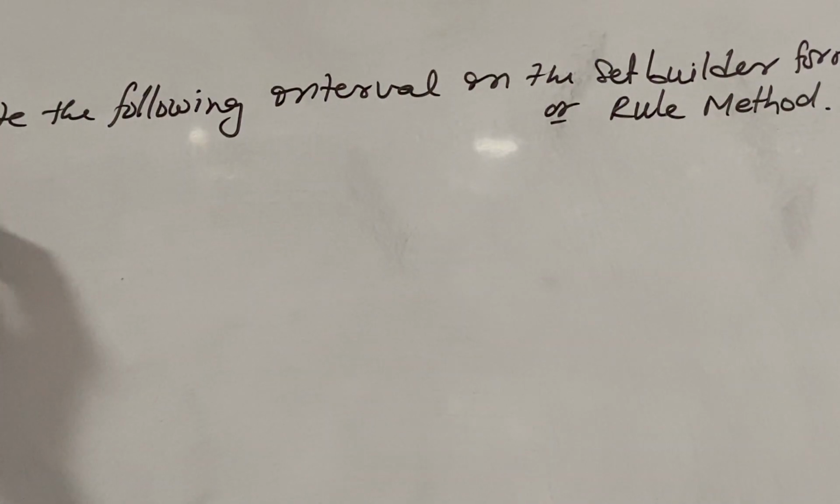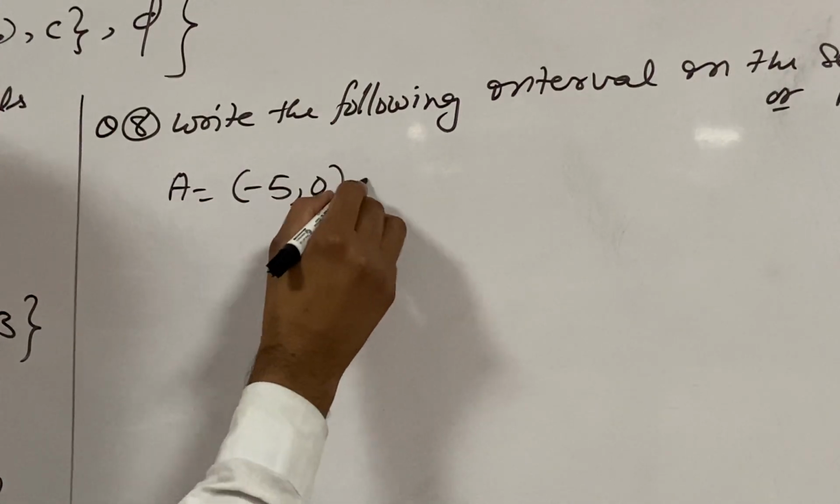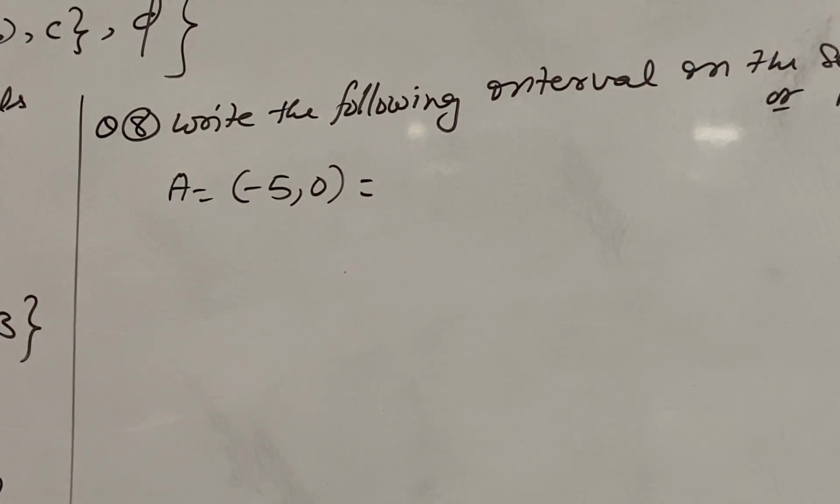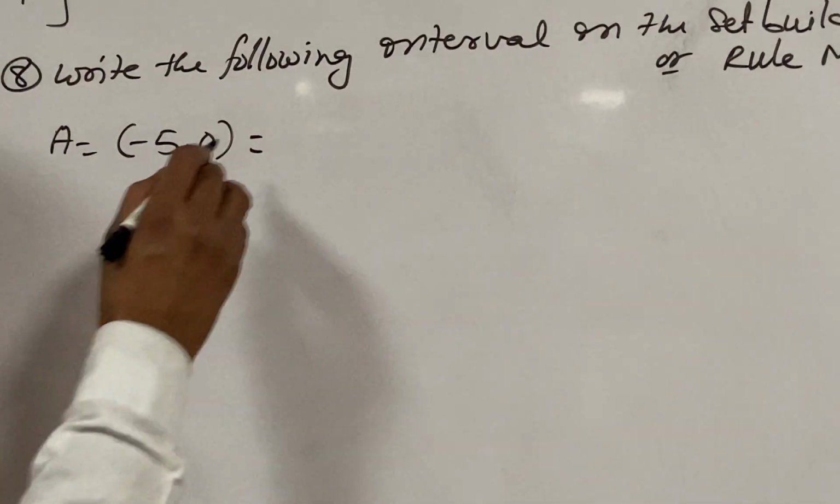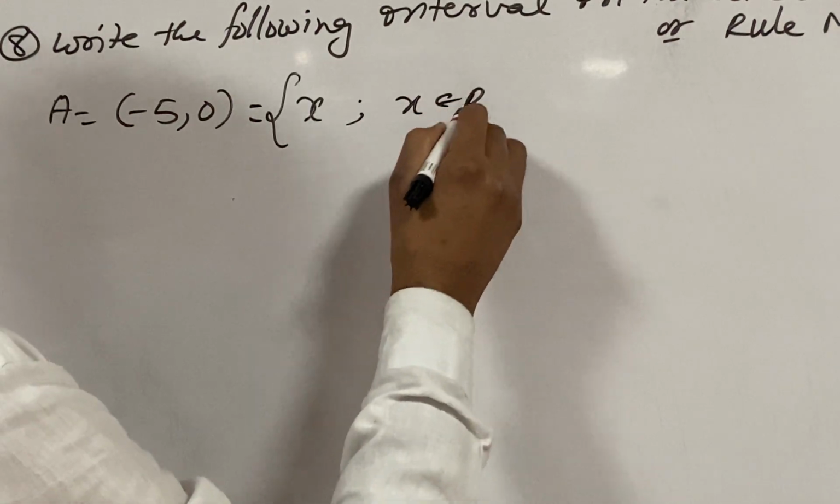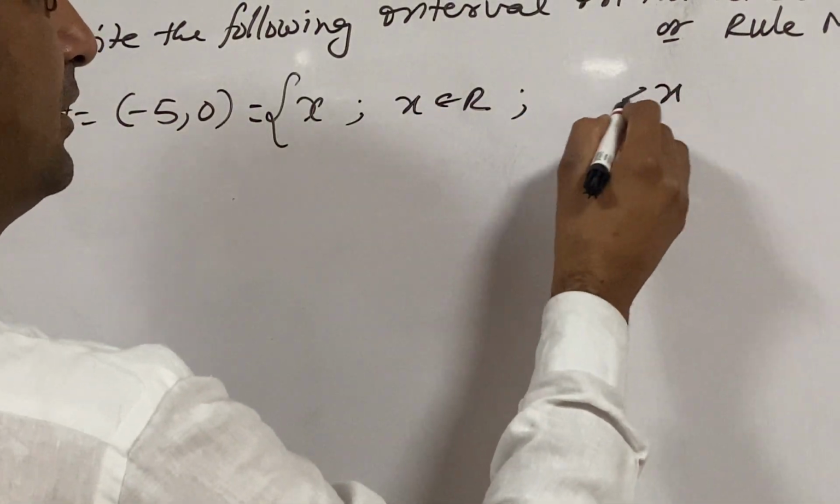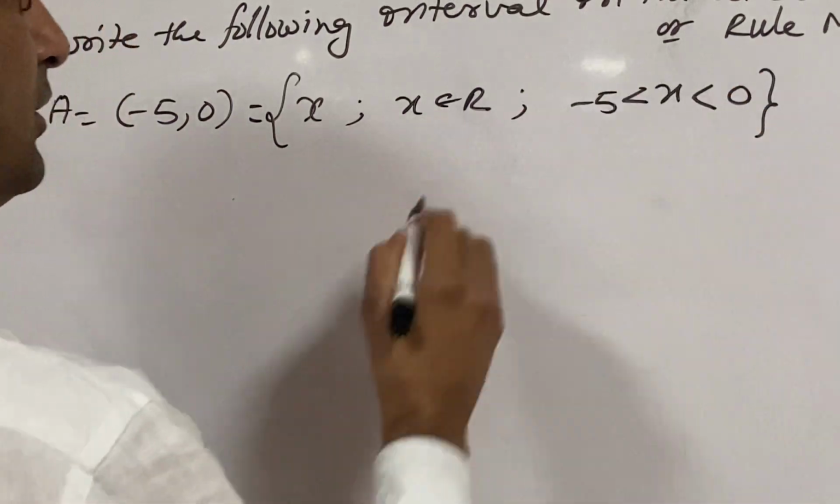So A equal to the open interval (-5, 0). Minus 5 to 0, open interval. It means this can be expressed as {x such that x belongs to real number and x lies between minus 5 and 0}. This is the answer.